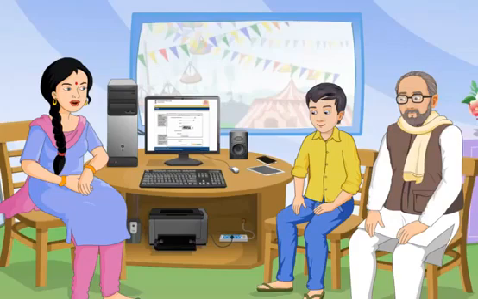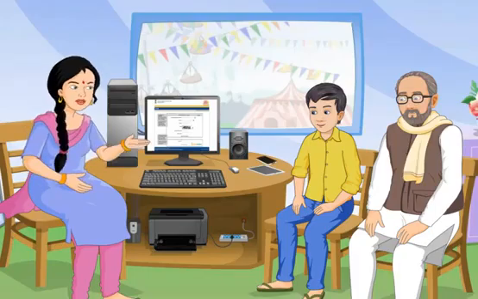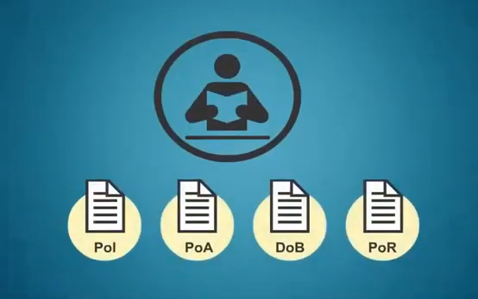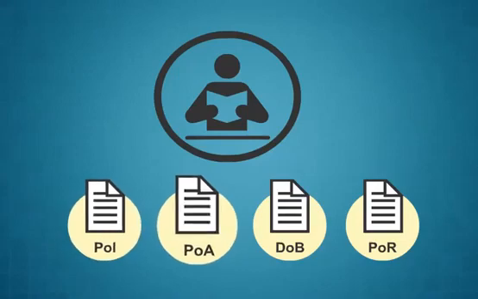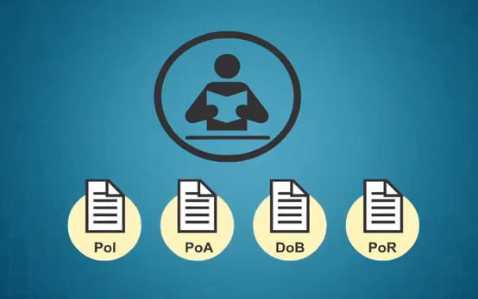Step 2. Verifier verifies the resident's documents. After that, the verifier will validate form details against POI, POA, DOB, POR documents. The verifier will then sign and stamp the photocopies of the documents verified.